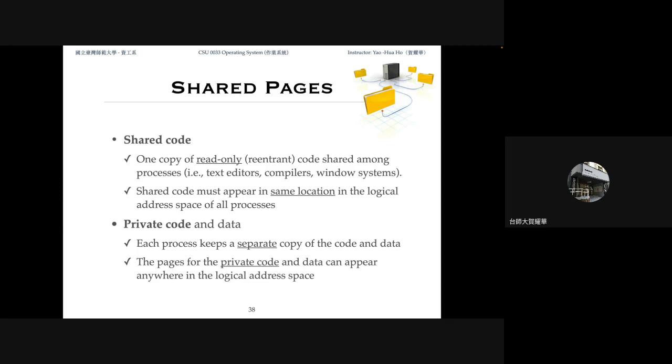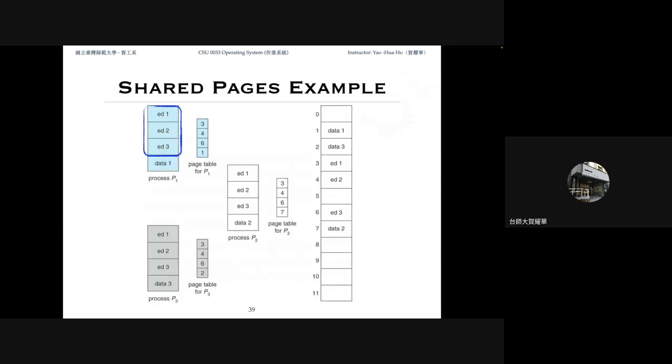Private code and data means each process keeps a separate copy of code and data. These pages are for private code and private data, which can appear anywhere in the logical address space. So shared code will be in the same logical address space. Also, for shared code, remember you have to guarantee a lock, because shared code is a critical section.